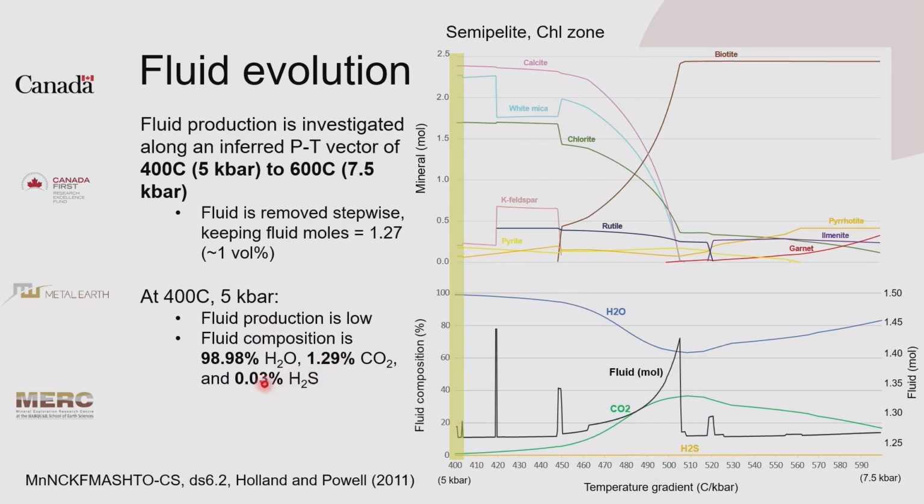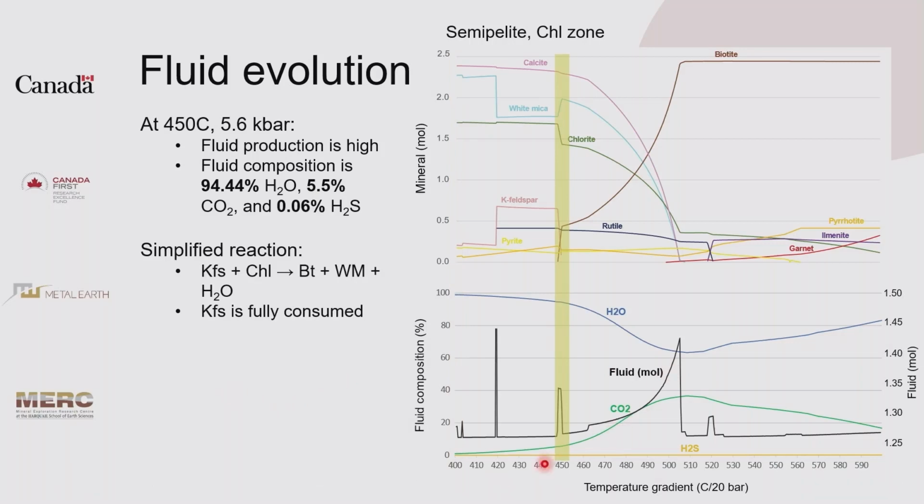Moving along to 450 degrees C, we get a high fluid production by the breakdown of K-feldspar to form biotite. Again, the composition is still quite hydrogen rich, with a little bit more carbon at this point, and the sulfur is still quite low.